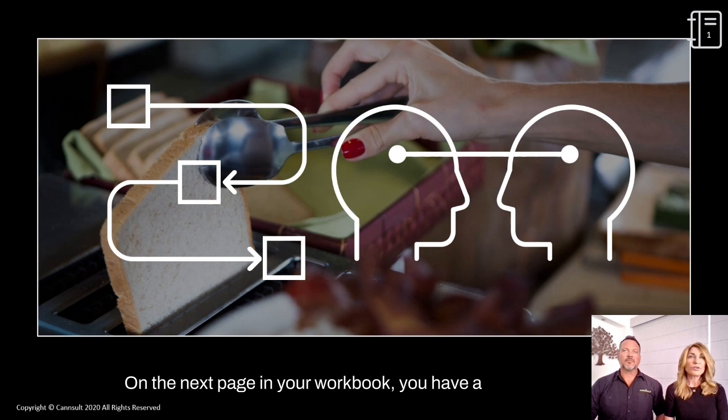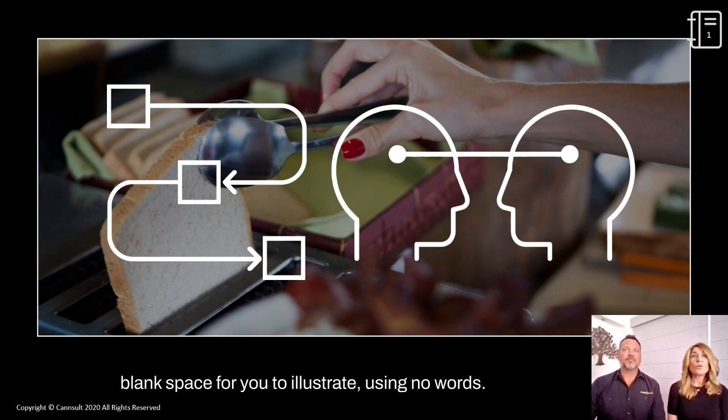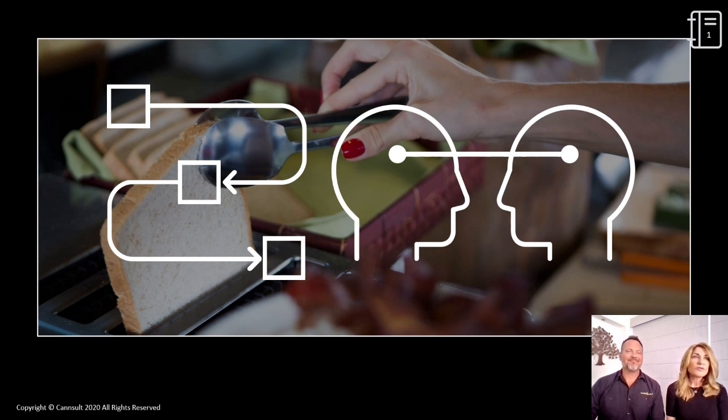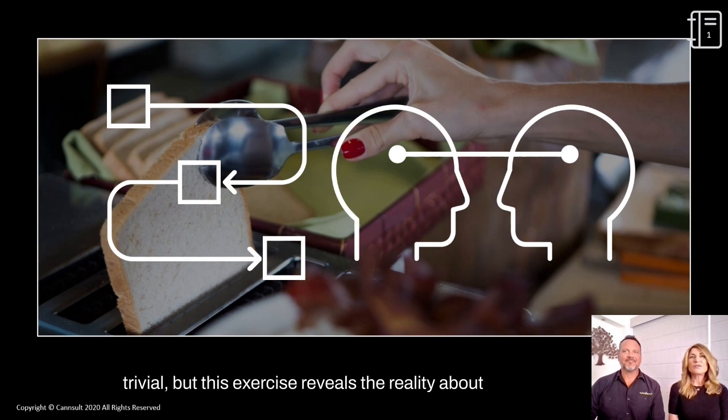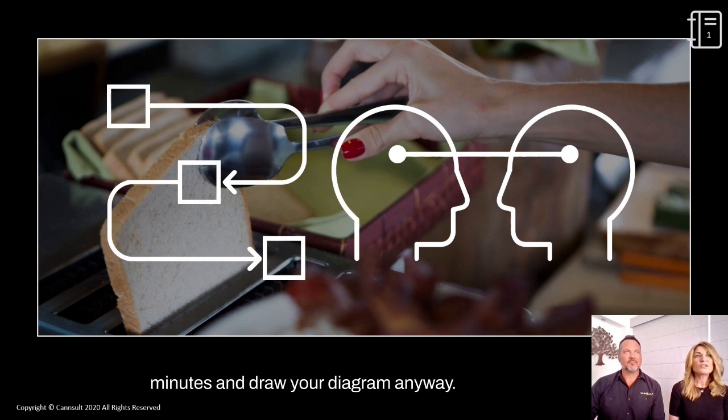On the next page in your workbook, you have a blank space for you to illustrate, using no words, the steps to making toast. This will seem trivial, but this exercise reveals the reality about how we collaborate to solve problems. Pause this video for a few minutes and draw your diagram.